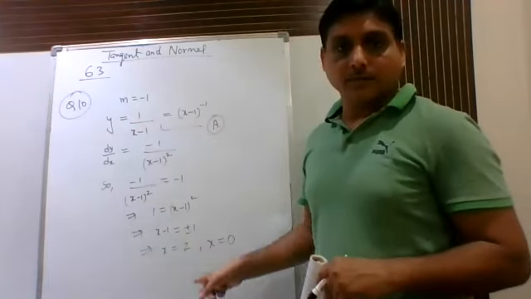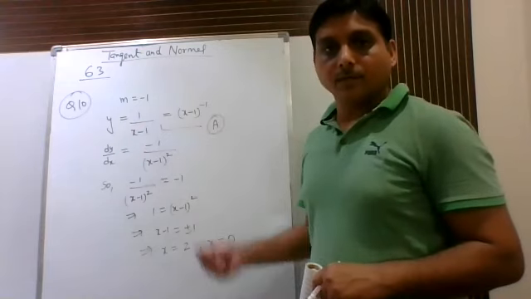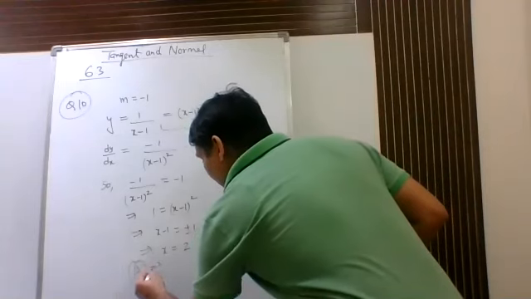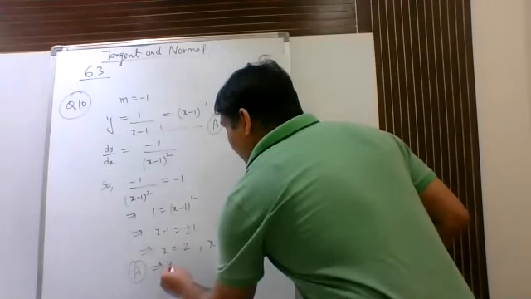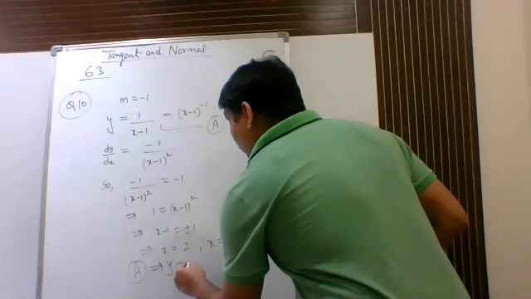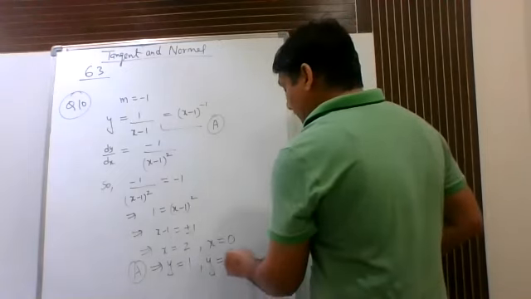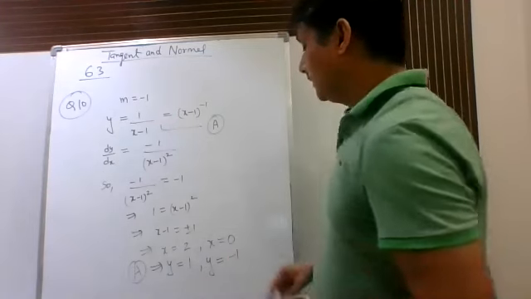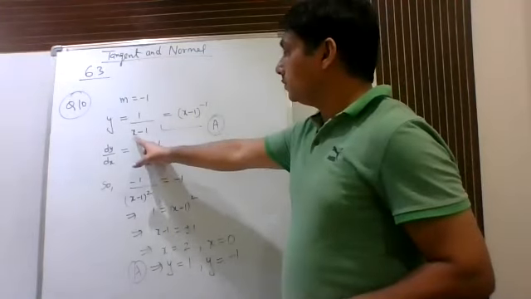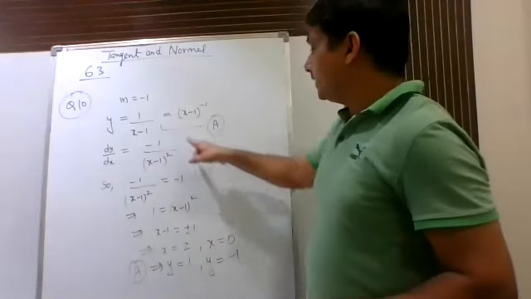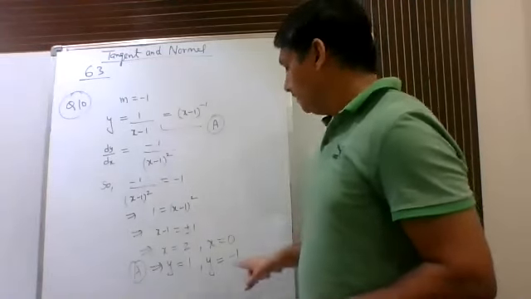So put x equal to 2 in A, put x equal to 0 in A and get the corresponding value of y. So A implies y is equal to 1 and here it implies y is equal to minus 1. When you put 2 over here, 2 minus 1 is 1, 1 upon 1 is 1. And when you write 0, then it will become minus 1.